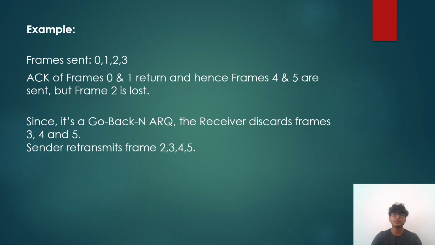As we can see, 0, 1, 2, 3 was sent. Acknowledgement for 0 and 1 returns, and hence frames 4 and 5 are sent. But frame 2 is lost. So since it's a Go-Back-N ARQ, the receiver discards the frames 3, 4 and 5, and then the sender retransmits the frames 2, 3, 4, 5 again.